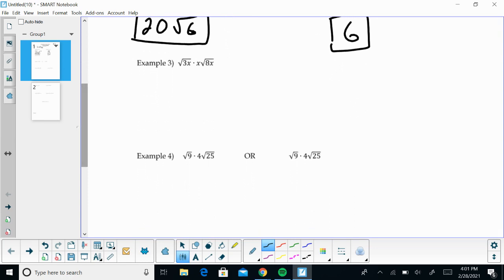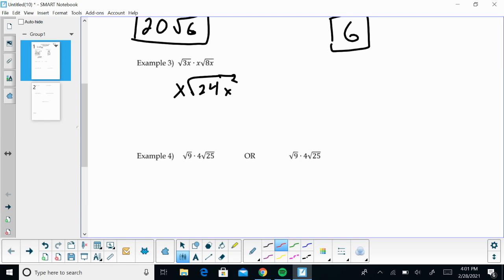Looking at number 3, again, we're just multiplying what's on the outside first, so I have an x. Okay, now multiplying my radicals. 3 times 8 is 24. x times x is x squared. Now we're going to simplify.